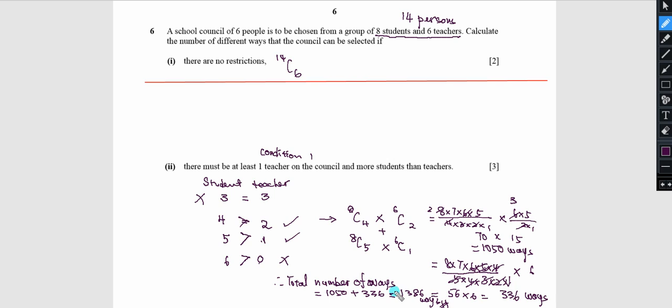Okay. The total number of ways is 8C4 times 6C2 plus 8C5 times 6C1. Okay, and then you have to simplify. When you simplify, you get 56 times 6, so you get 336. Similarly, with the same argument, the total is 1386.